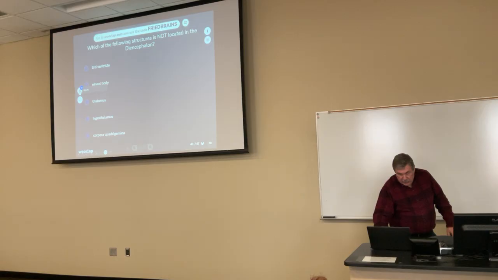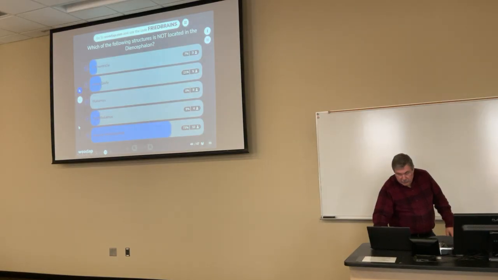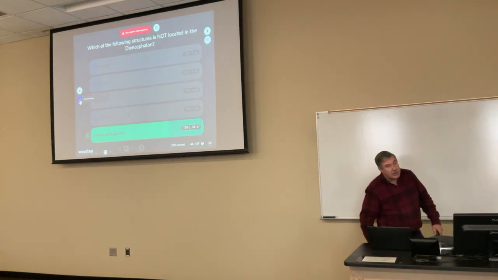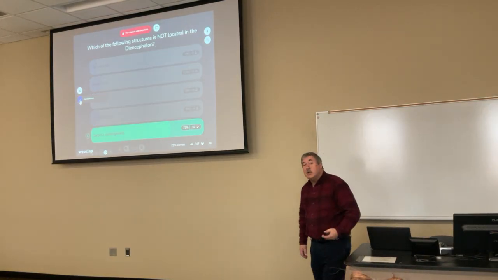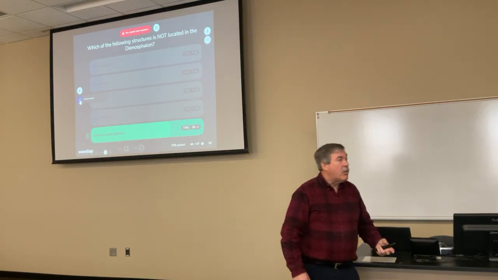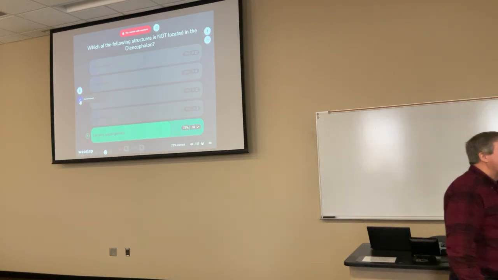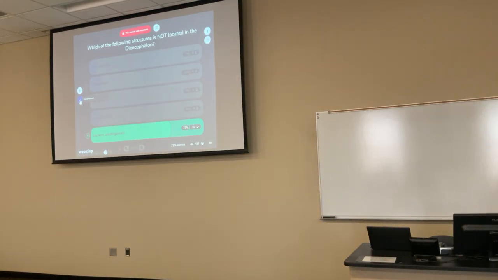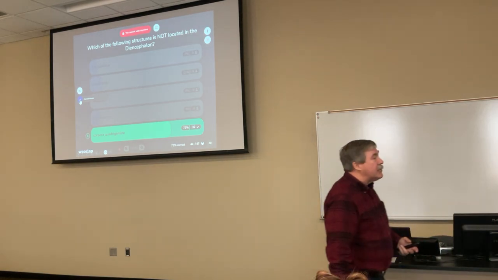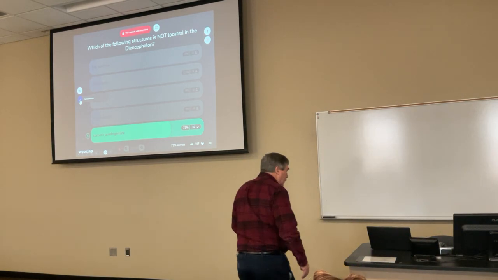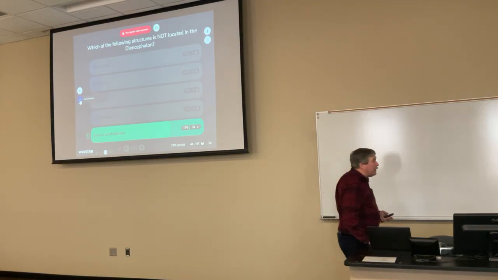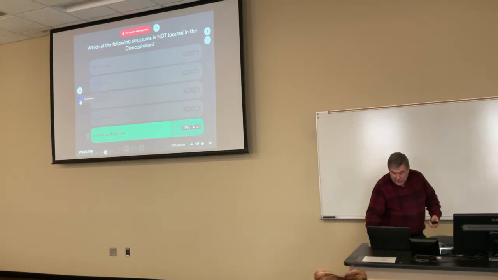All right, let's take a look. Most of you said corpora quadrigemina, and that is correct. So what region is the corpora quadrigemina located in? It's in the midbrain, right? It's in the midbrain. Okay. So it's not located in the diencephalon. All those other structures are part of the diencephalon.